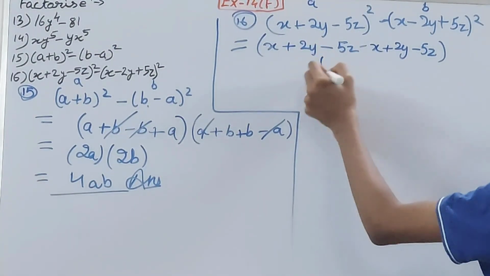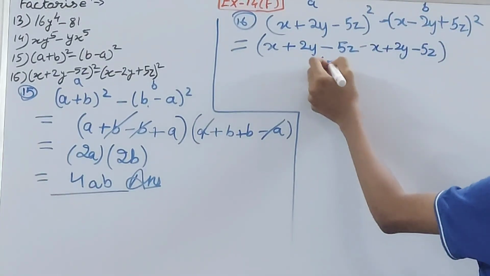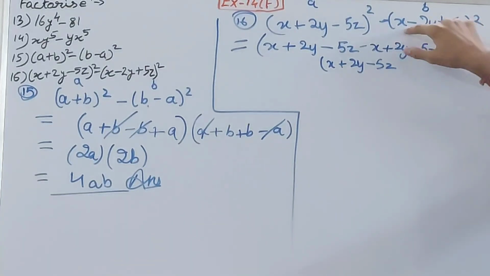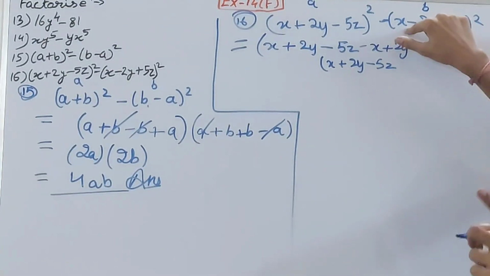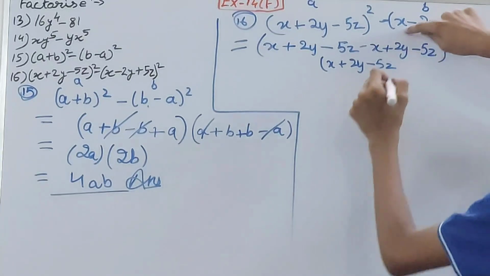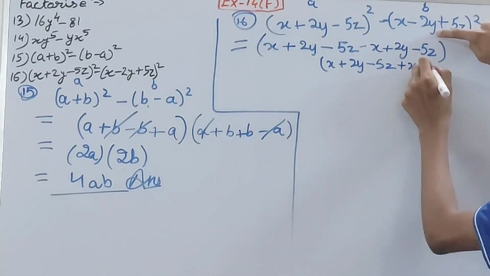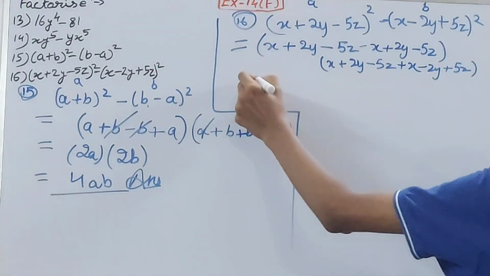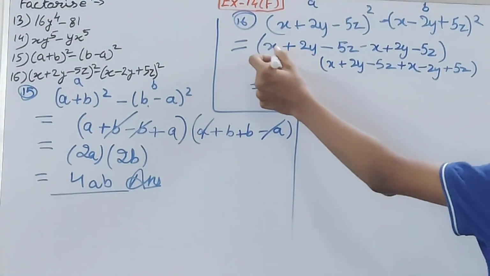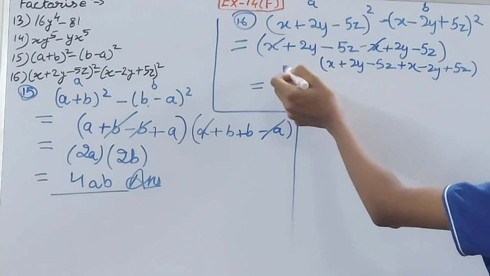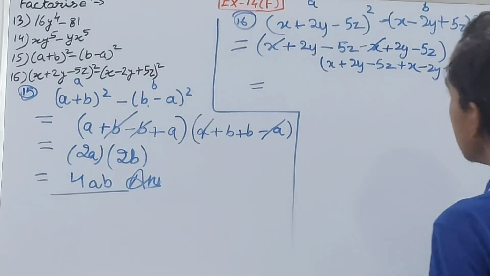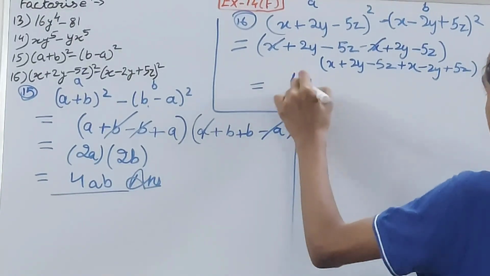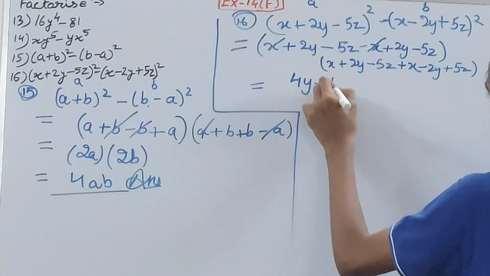See the second bracket now. Again write down the value of a, x plus 2y minus 5z. Now plus b we are doing now, plus b. That means the signs of the values inside will remain the same. Plus x will be written as it is, minus 2y will be written as it is, plus 5z will be written as it is. Can we further simplify this? Yes. Okay, in the first bracket we can cancel x and minus x. Okay, nothing else can be cancelled. So 2y plus 2y becomes 4y, minus 5z becomes minus 10z.